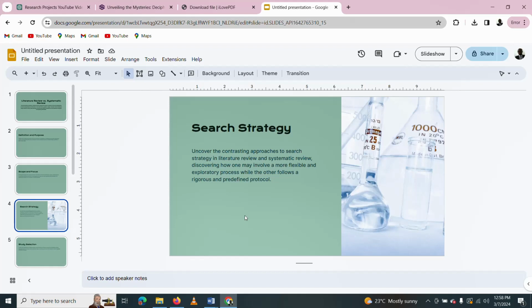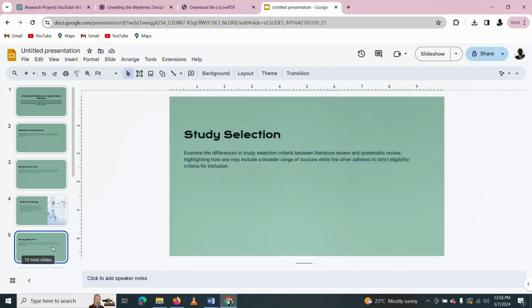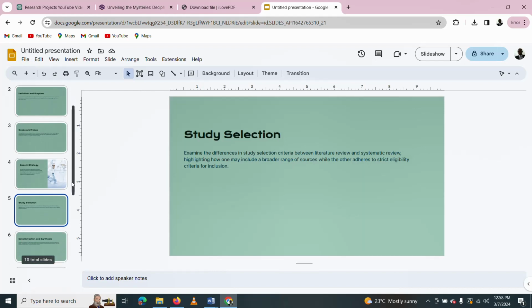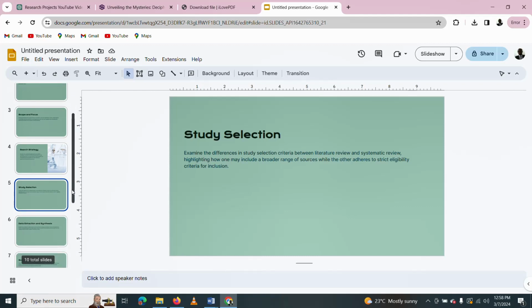In contrast, a systematic review follows a systematic and comprehensive search strategy, including predefined search terms, databases, and inclusion or exclusion criteria to minimize bias and ensure thoroughness. So the other difference is on the study selection. Examine the differences in study selection criteria between literature review and systematic review.